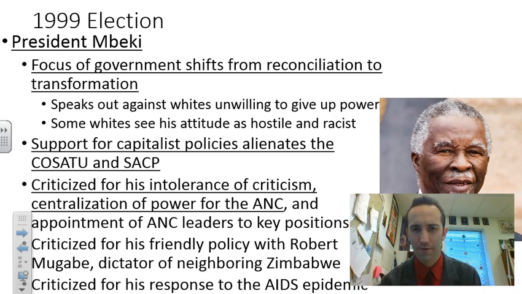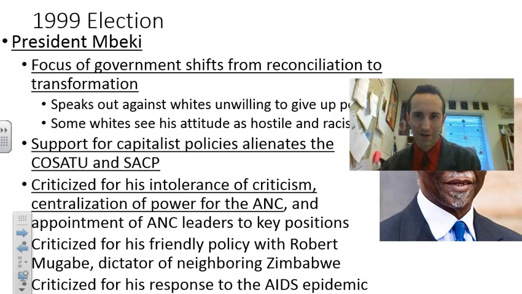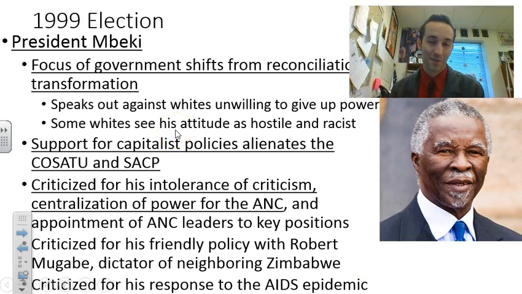His support for very capitalist policies alienates the communists, alienates the unions. So he's angering a lot of the people that aren't in the ANC. The Democrats, the unions, and the communists are not happy with him. But he has a clear majority. He's very criticized for his intolerance of criticism and his centralization of power for the ANC. So it's just all ANC all the time for him. He appoints ANC leaders to key positions, so he's not really willing to work with others as Mandela was.